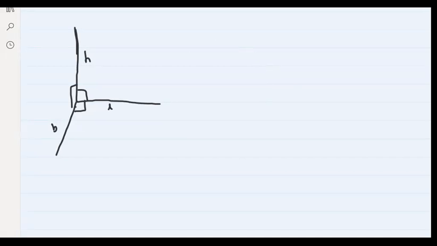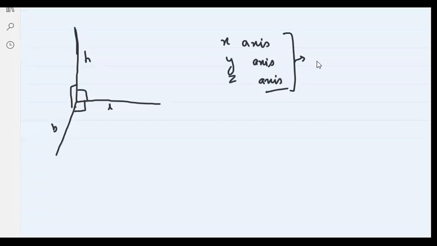Okay, so I can say that this is your three dimension. So we have x axis, y axis, as well as z axis. These three axes are called three dimension. Okay, got it? Any issues?